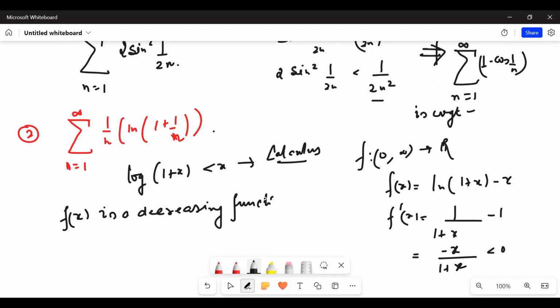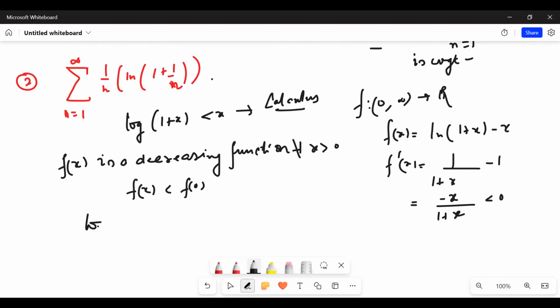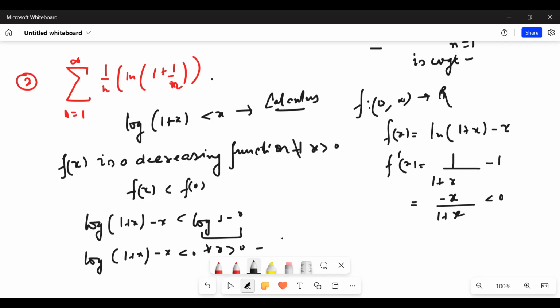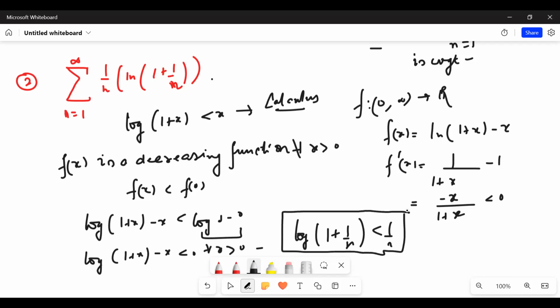Decreasing function for all x greater than 0. So it implies f of x will be less than f of 0. If I'm saying that f of x would be less than f of 0, it implies log of 1 plus x minus x will be less than f of 0, which is log 1 minus 0, which is again 0. So I can say that log of 1 plus x minus x would be less than 0 for all x greater than 0. So it implies for the cases of natural number, I can clearly write log of 1 plus n is less than n, for all n greater than equals to 2. Okay, so indeed I can do this thing.